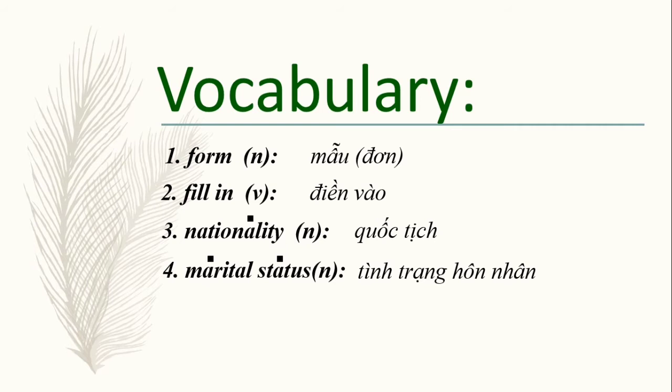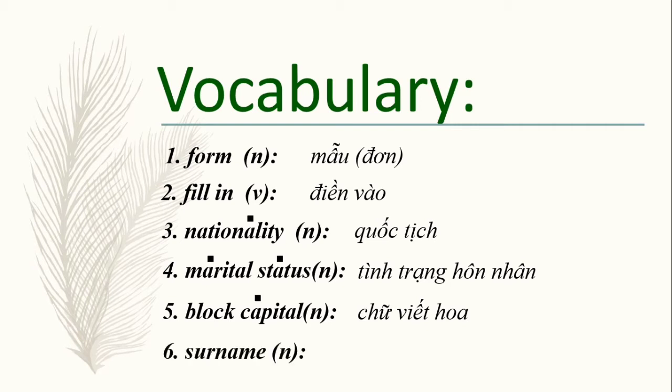We have number 5, block capital. It means chữ viết hoa hoặc là chữ in hoa. Now listen and repeat after me. Block capital. Block capital. Okay. And the last word is also a noun, which is surname. It's the họ. Now listen and repeat after me. Surname. Surname. Alright, good.